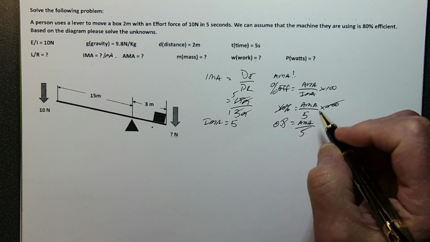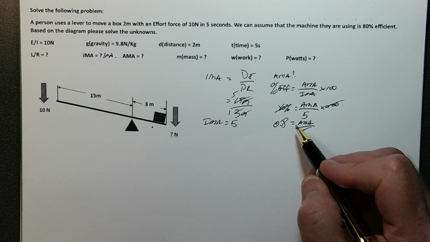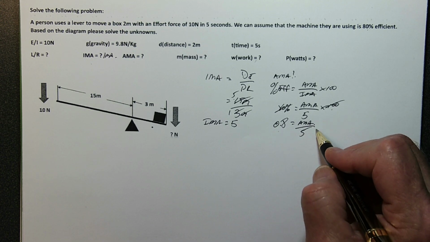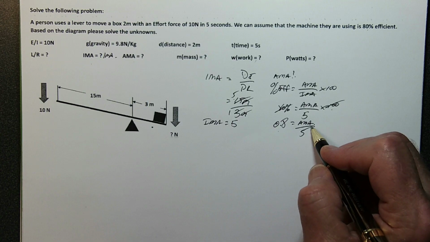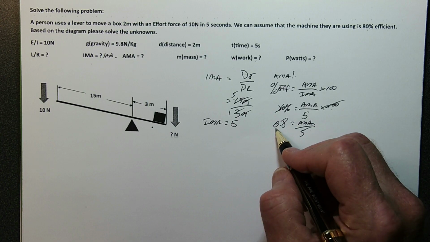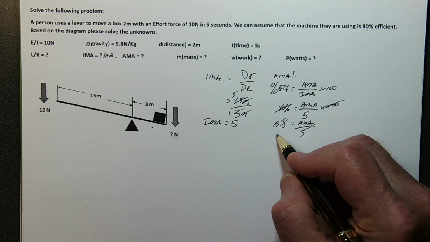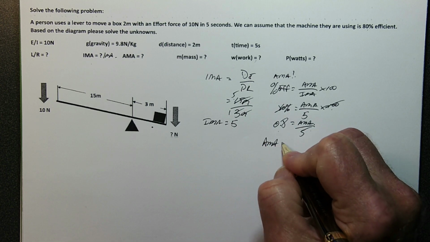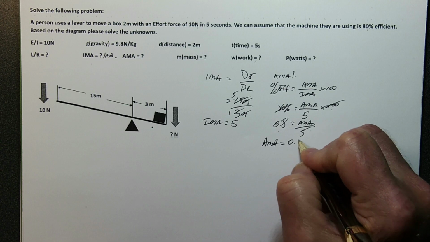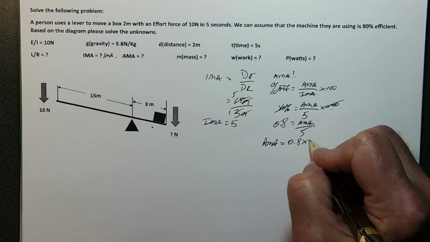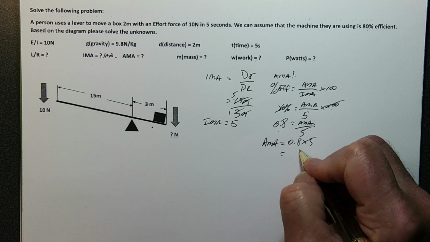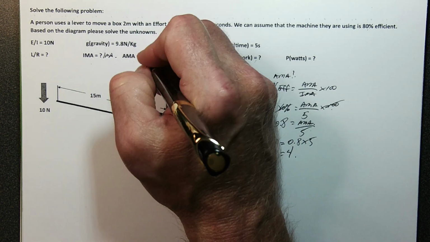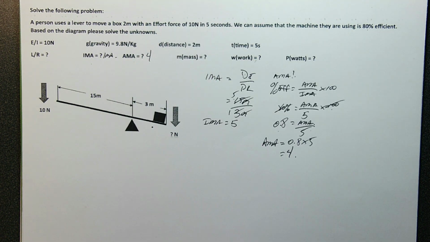Now I need to get AMA over to the left side, and we're dividing AMA by 5. If I need to move AMA to the left side, I have to do the opposite, which is now multiply. So AMA on the left is equal to 0.8, not divided by, but times 5, and that gives us a factor of 4, which is the same as our last question. AMA is 4. Okay, great. Fantastic. We found all that.